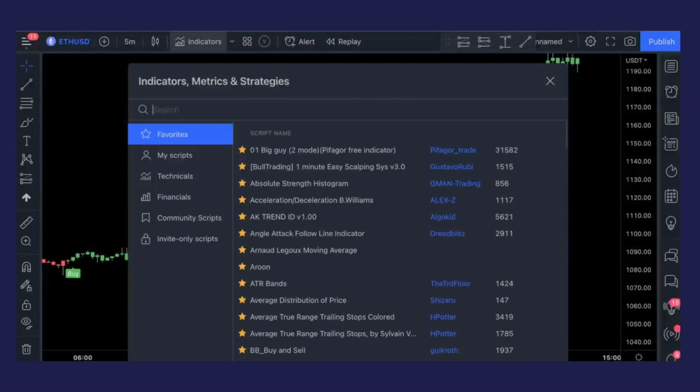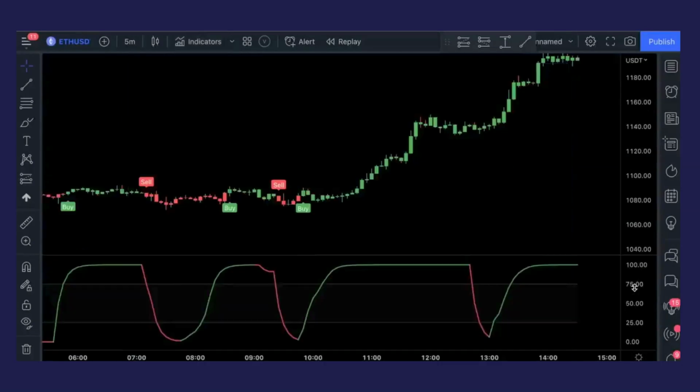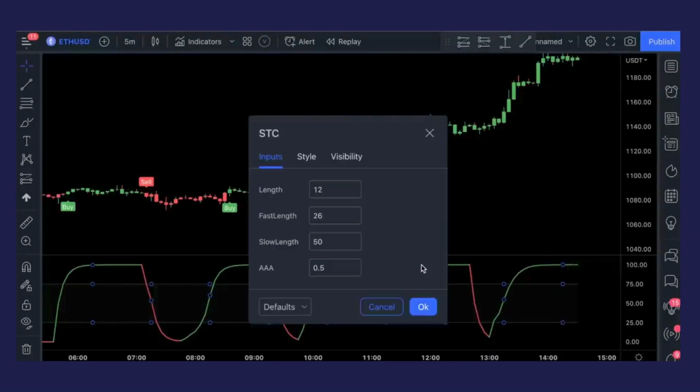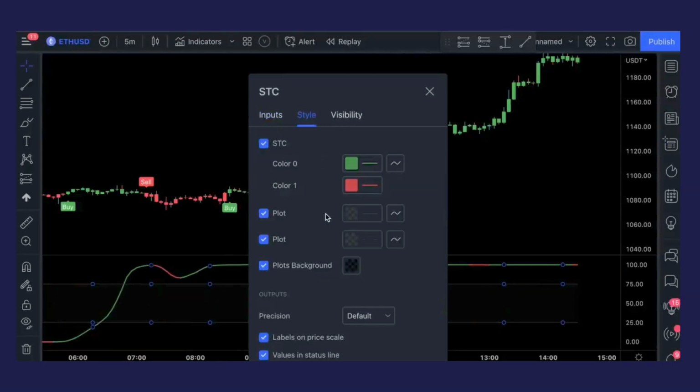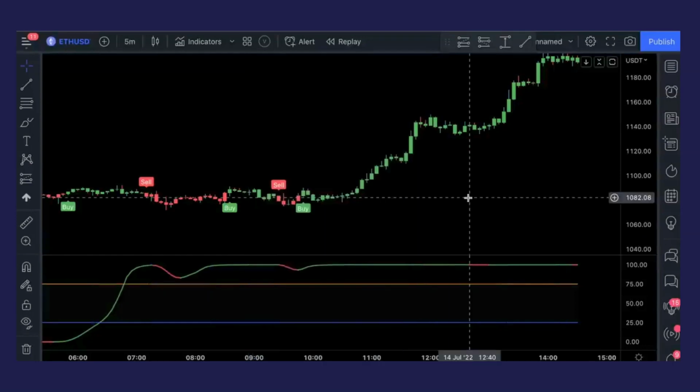and for the second indicator we will need to add the STC indicator, a better market by Sean KM. We will need to change the settings on this indicator as well. So first let's change the length from 12 to 80. And the fast length from 26 to 27. In the style section we will need to color these plots. Alright, so the strategy is complete.